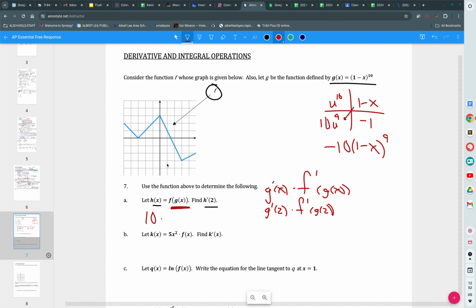Now f prime of g of 2. What is g of 2? If I plug 2 in here, I get -1 to the 10th, which is 1. So I have f prime, so 10 times f prime of 1. So now I want to look at 1 and decide what is the derivative right there. -2. And so I get 10 times -2 is -20. -20 is the answer.